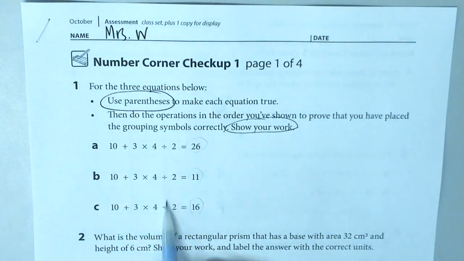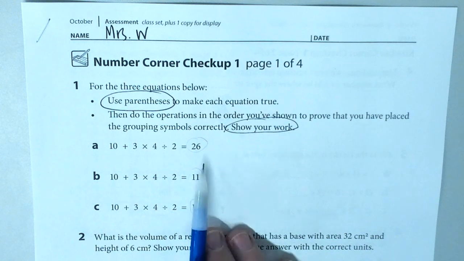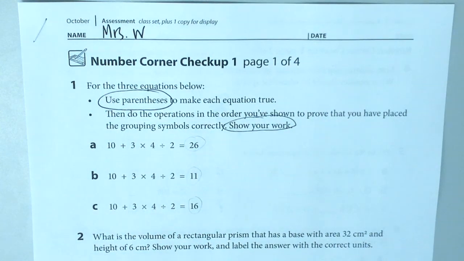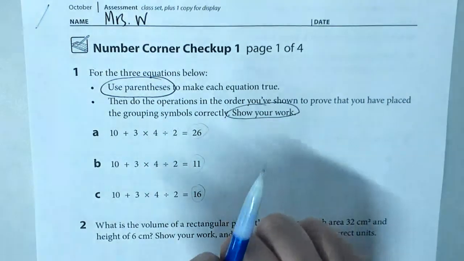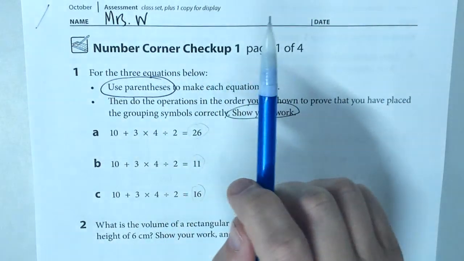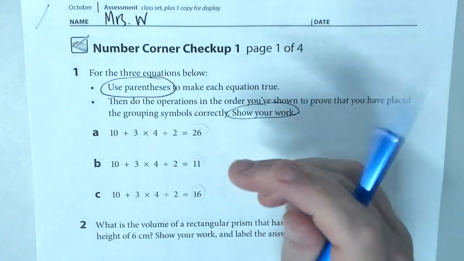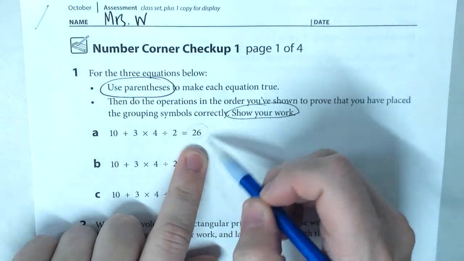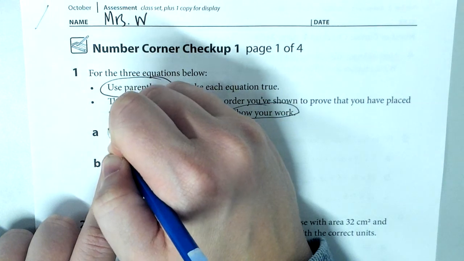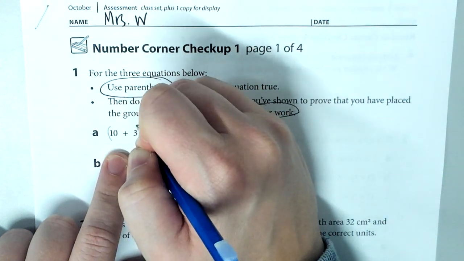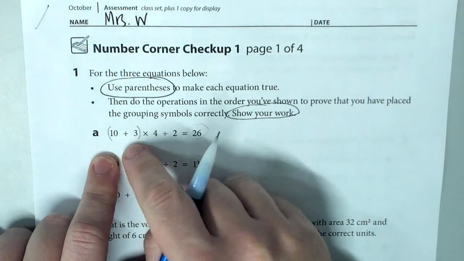Look, they're all the same numbers. What's going to make us get different answers, or make them true, is where we put in our parentheses and what steps we do first. This is kind of a guess and check strategy. So I'm going to use a pencil. Normally I use a pen so you can see it, but I'm going to use a pencil so that I can erase. The first answer we need to come up with is 26. So let's start with our very first equation and put parentheses around it. Let's pretend that we think this might be our first step.